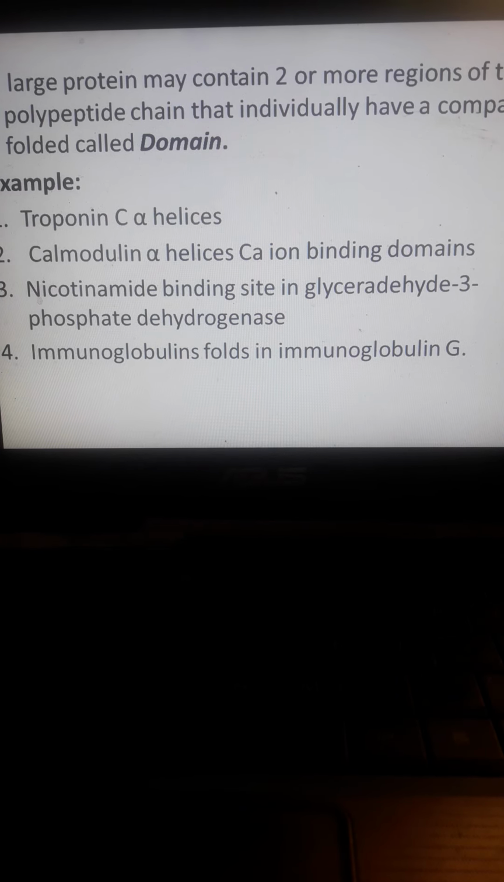Okay, we have nicotinamide-binding glyceraldehyde 3-phosphate dehydrogenase. This is involved during the reduction or redox reaction process. We will discuss this one when we arrive at the different reactions. Immunoglobulins, like immunoglobulin G, are also examples involved in the immune response in our body.